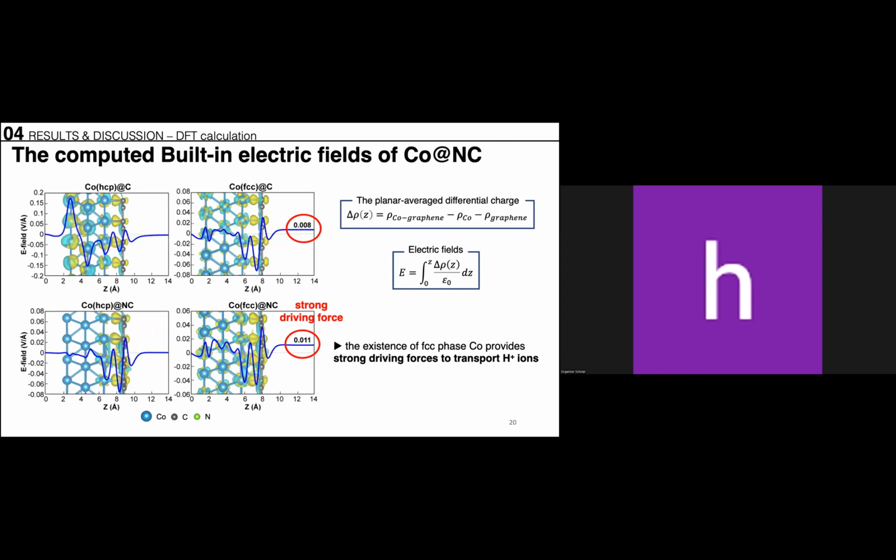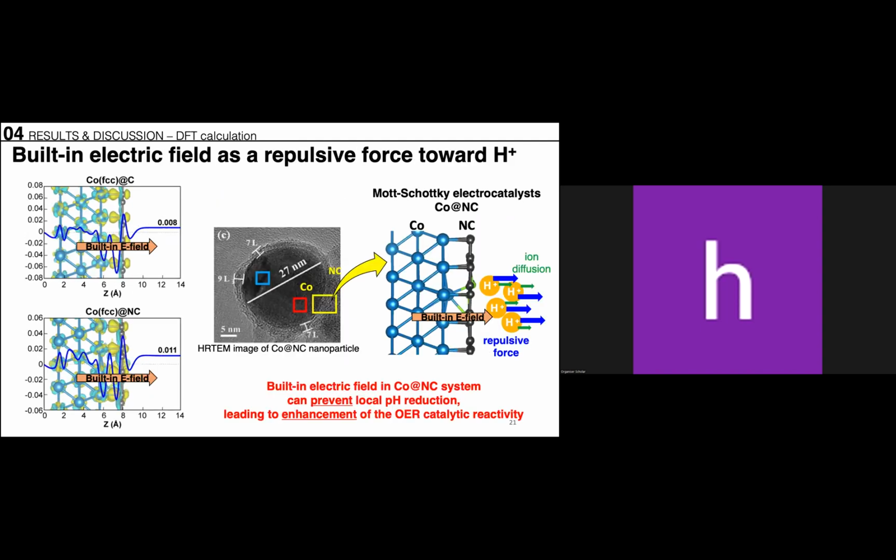Then this is our theoretical result. This HCP part showed a nearly zero electric field value. On the contrary, this FCC part has a built-in electric field near the catalytic surface. This can behave as a strong driving force to transport hydrogen ions on the surface. In our case, the built-in electric field points to the right, so hydrogen ions can be repulsed from the catalytic surface. So the built-in electric field in our catalytic system can prevent local pH reduction, leading to enhancement of OER catalytic reactivity.